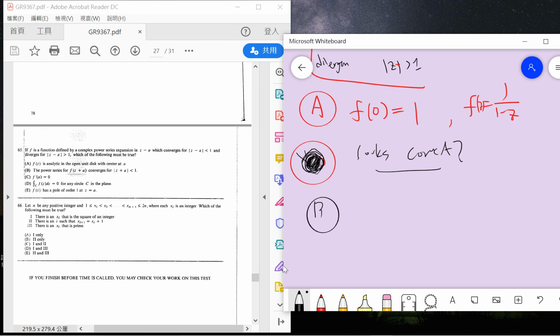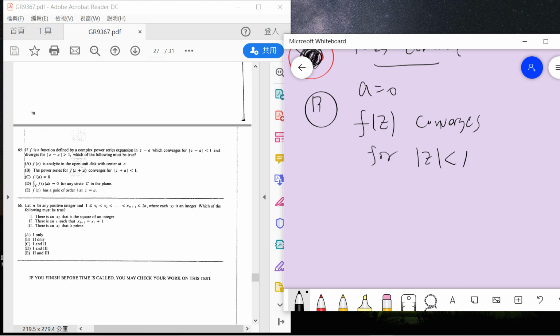How about B? It says that the power series for f of z plus a converges when z plus a is smaller than 1. Okay, and we choose a to be 0. So it asks about whether f of z converges for z smaller than 1. This is correct, right? But we just leave it.